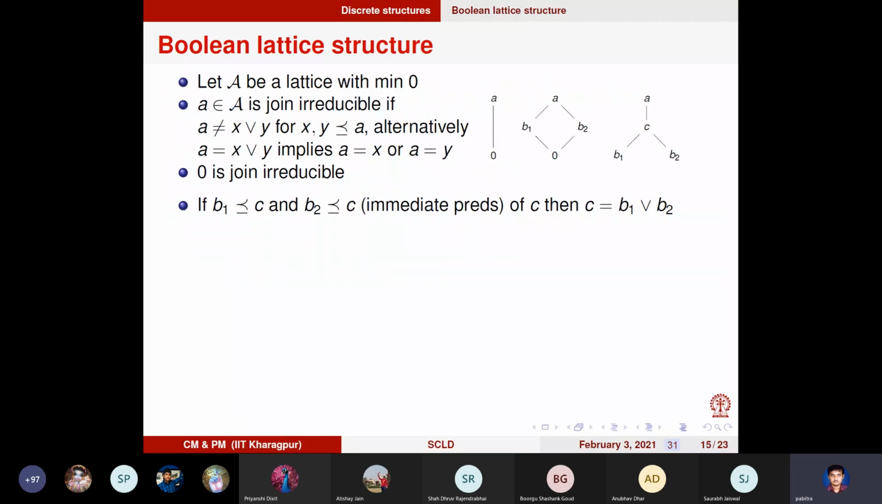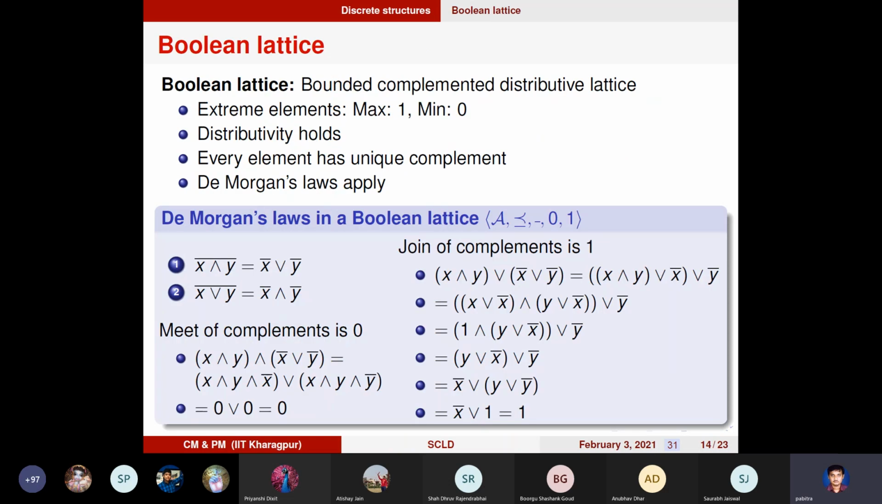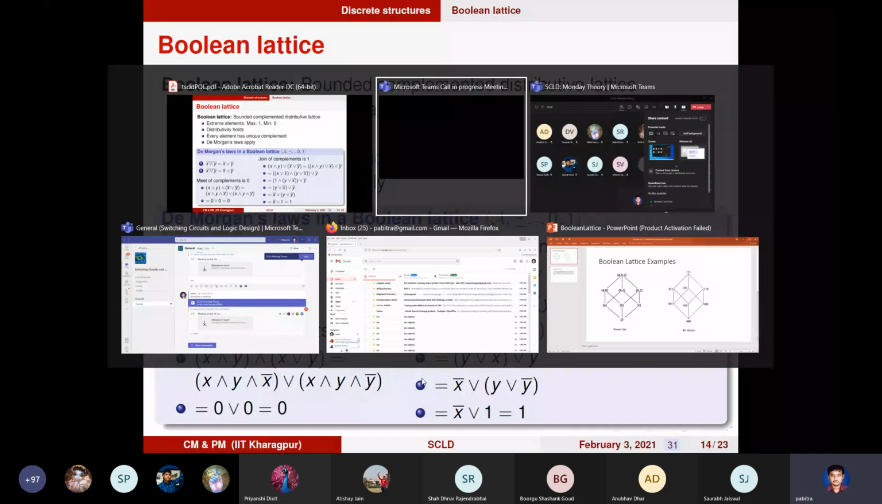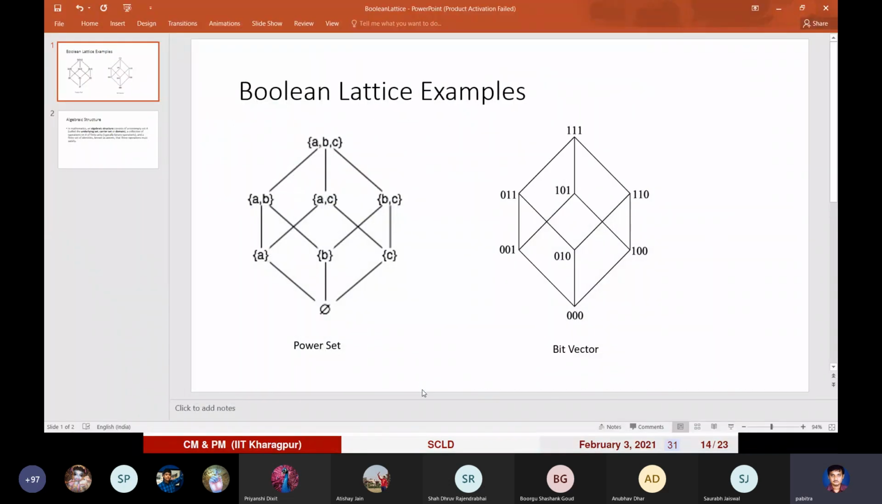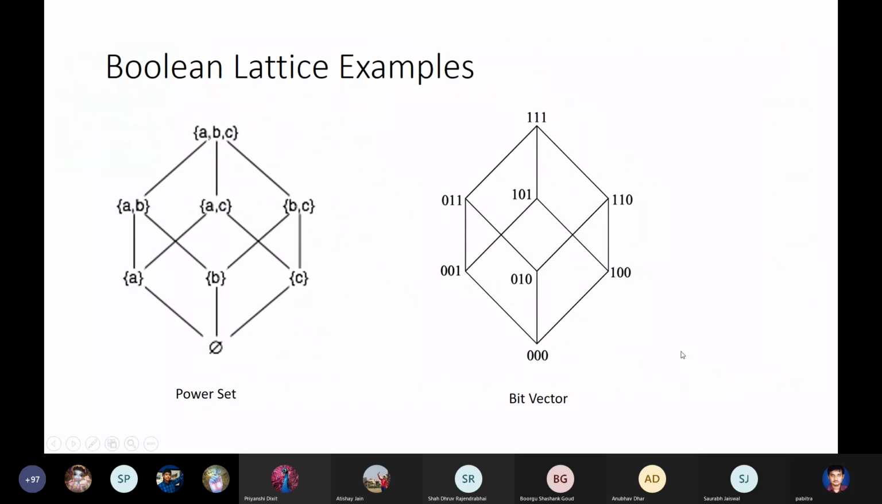Okay, so let us go ahead. Before that, let us take some definition examples. These are 2 examples of Boolean lattice. You can see all these properties: they are a lattice, a distributive lattice, a bounded lattice, there is a maximum and minimum element, and they are complemented. So everything is satisfied for both these 2, so both are Boolean lattices.